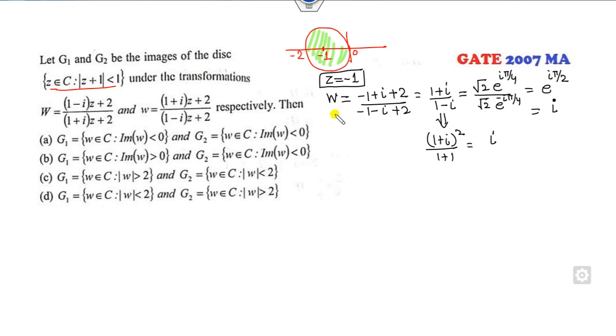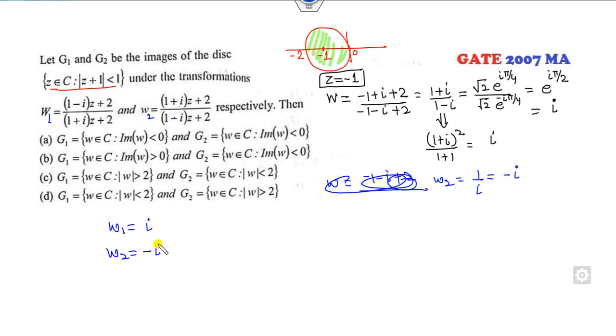So what does it mean? In the second case, I can substitute minus 1 minus iota plus 2, and it's a reciprocal of this. If I call this W2 and the first W1, what is the value of W2? It is 1 over iota, which is minus iota. Now look at that. For the first case, it is iota. For the second case, it's minus iota.